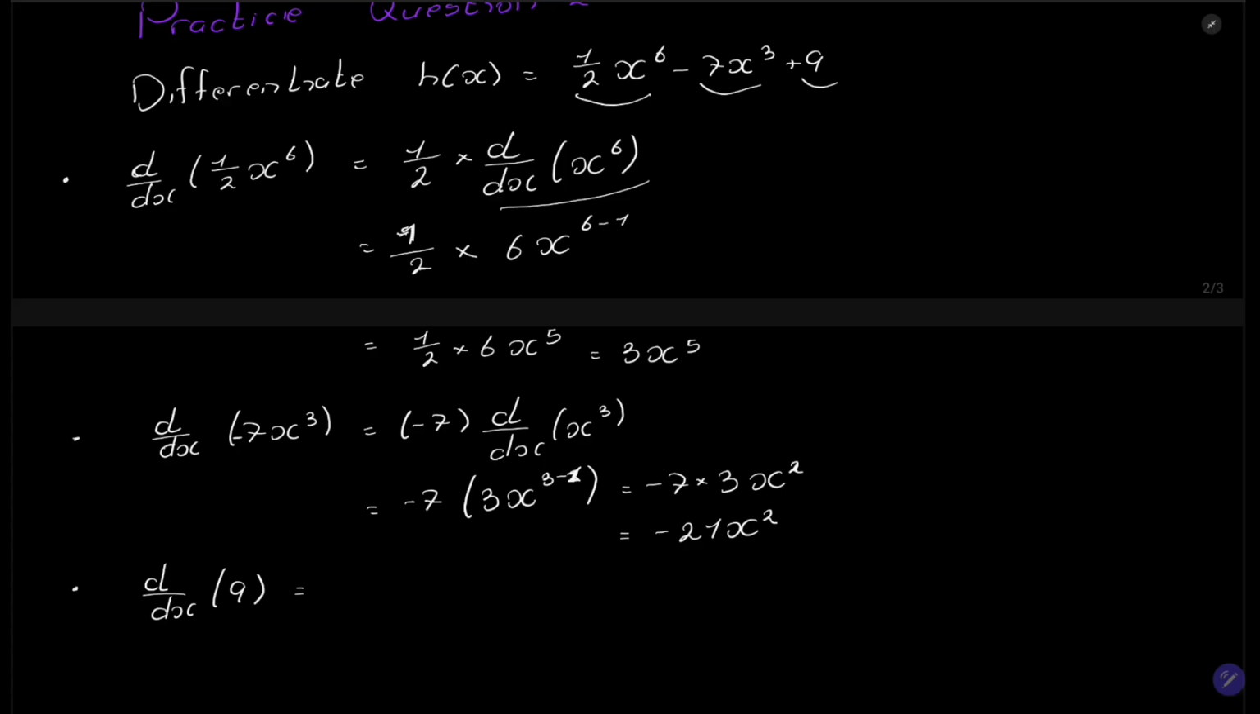We all know from our constant rule, which states that the derivative of any constant, no matter what it is, is 0. So this gives us automatically 0. So we are done with our second step.